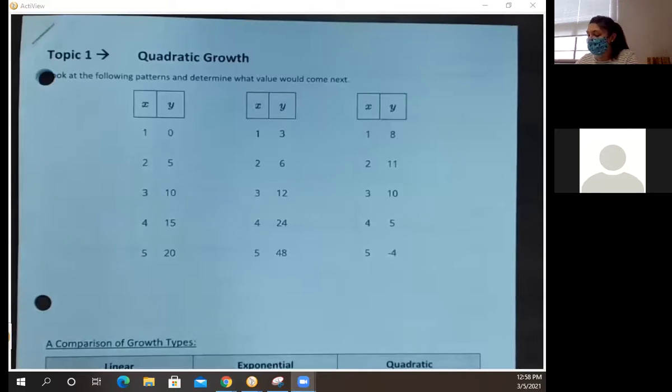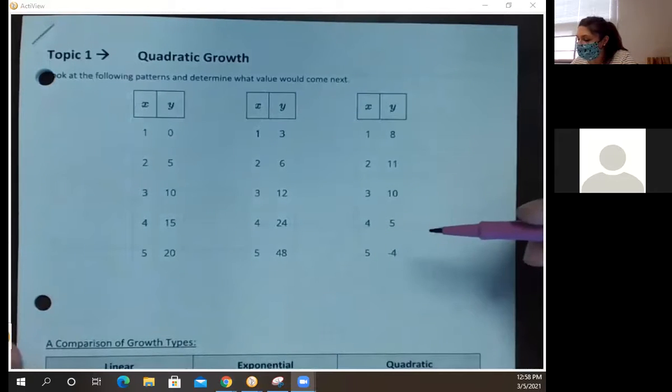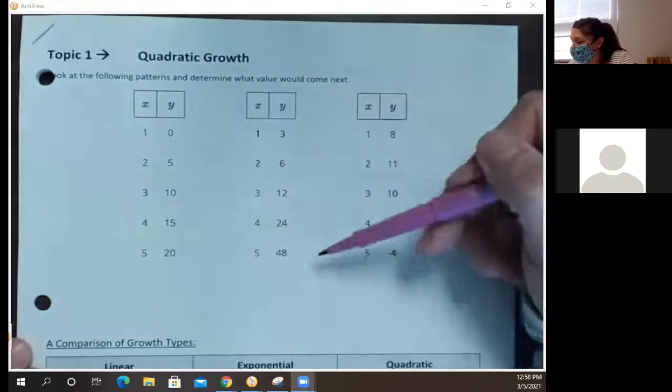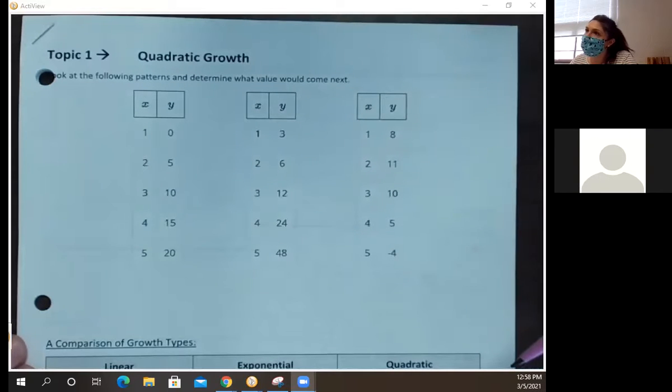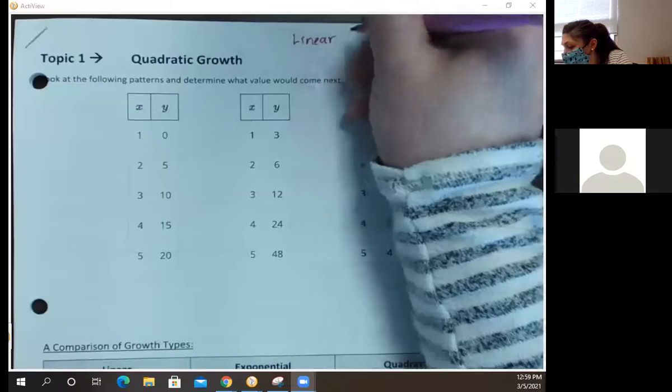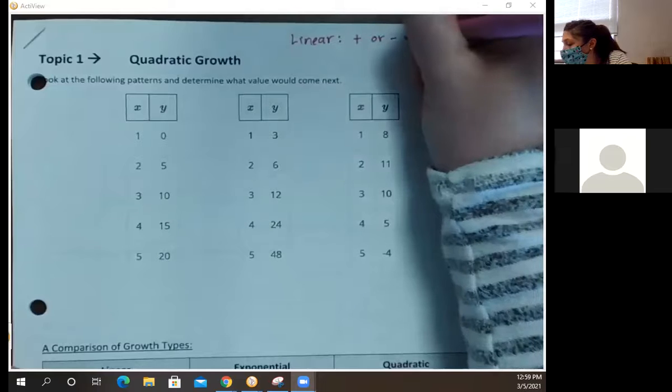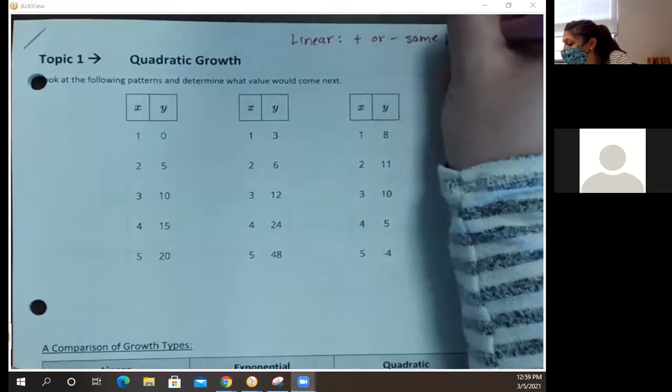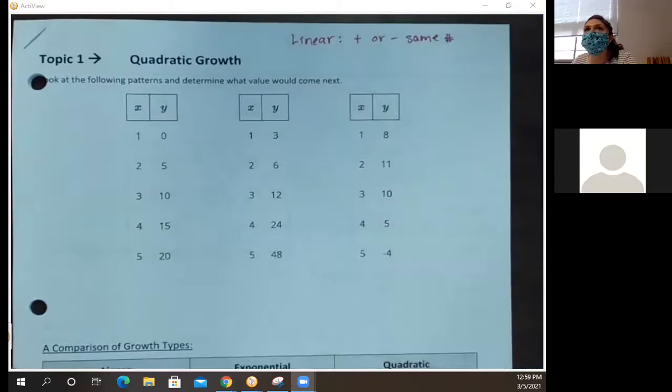Okay? So on the first page of our new set of notes, we've got a table of values, x by y table, for a couple different functions. I want you to take a look and see which of these are linear and exponential. Now, remember, linear functions either add or subtract the same number from that y value each time.